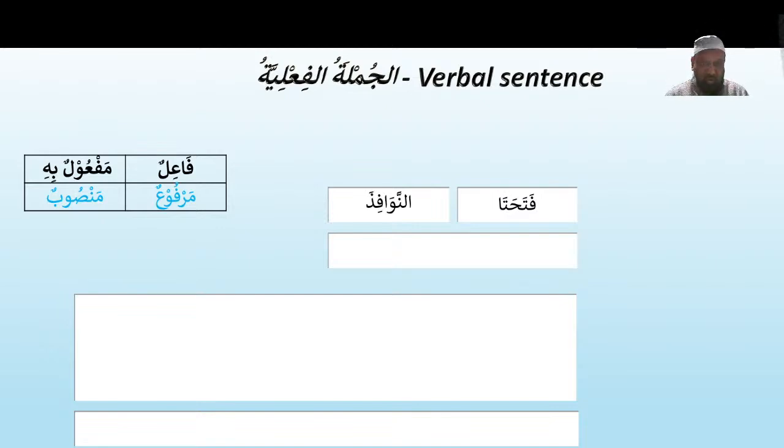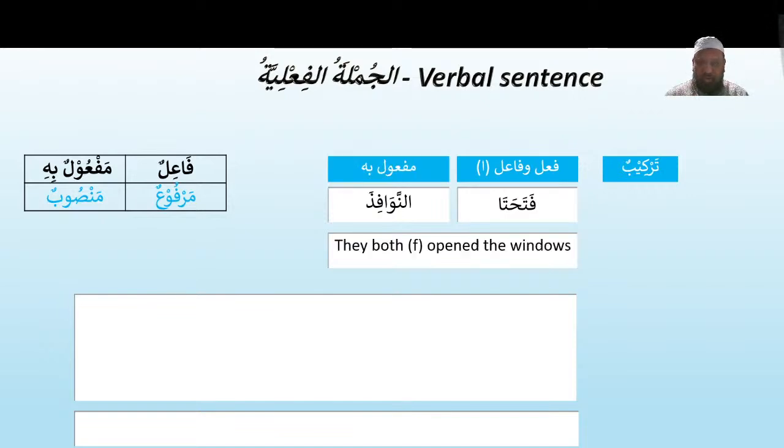النوافذ as a مفعول به. تركيب, again same, فتحتا فعل and فاعل, the alif is the fa'il and النوافذ مفعول به. Translation: they both female opened the windows. نافذة, window, جمع نوافذ. فتحتا النوافذ, they both opened the windows.